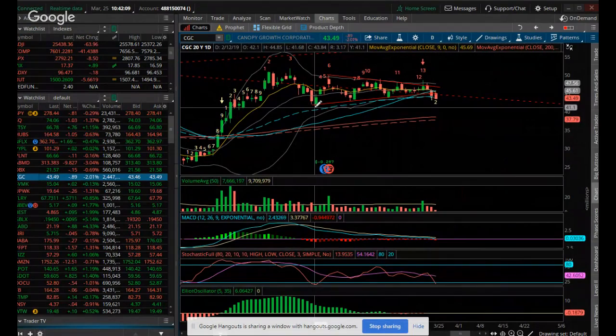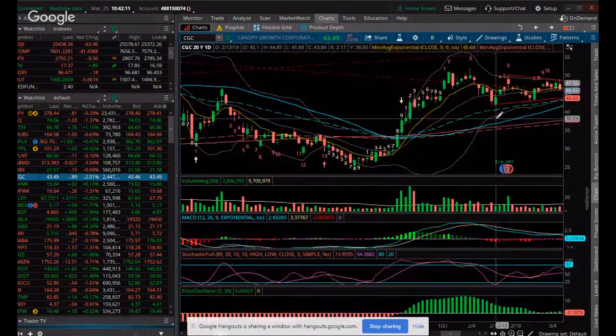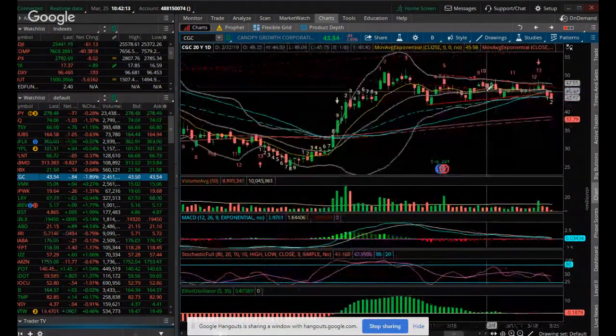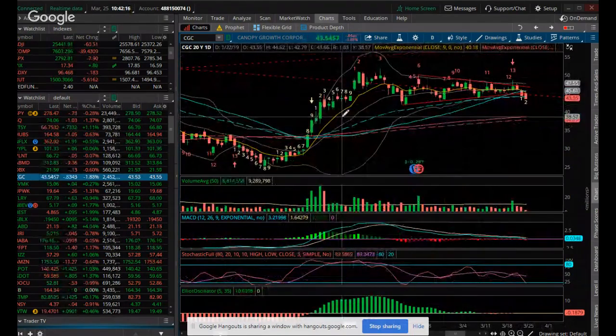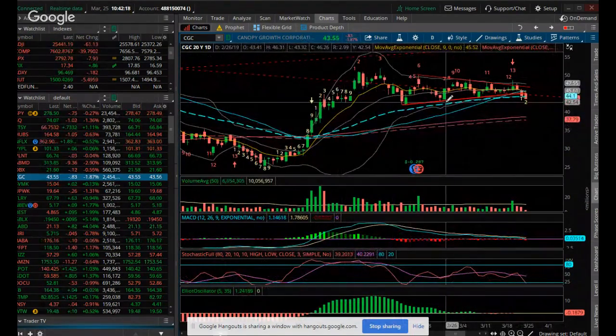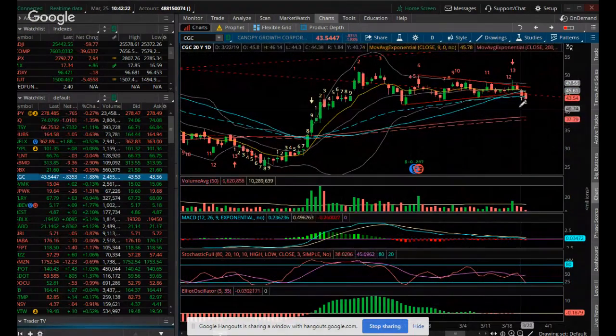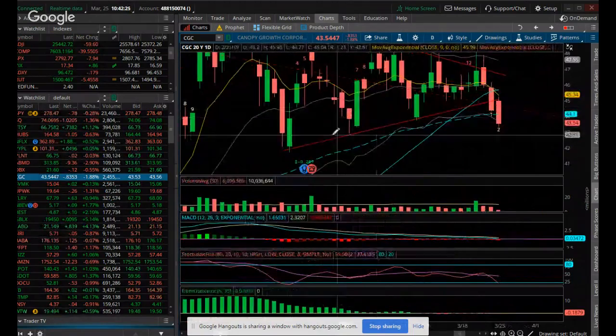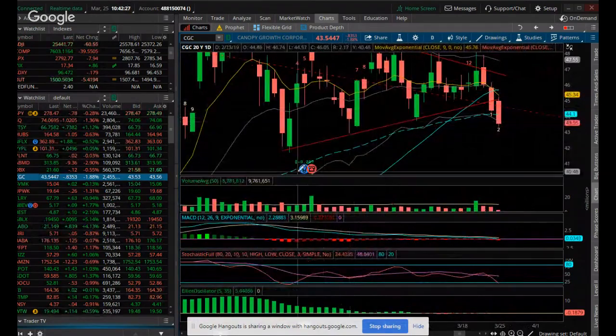The lows made back in February. Seems like the sellers are going to start to pick up some momentum here again as it breaks through the 50-day moving averages.